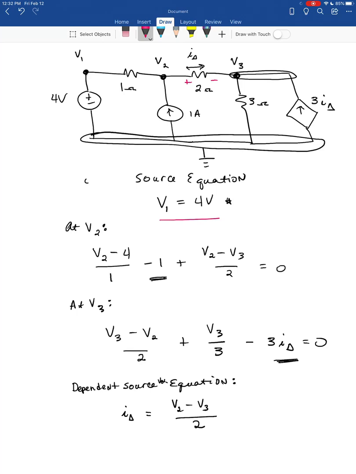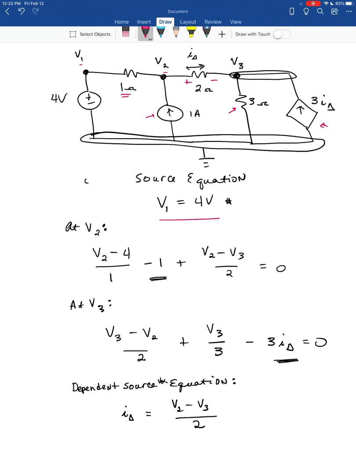So once you solve things, then you of course will know that you've got a voltage drop across this 1 ohm resistor. You'll know that because it'll be the difference between V1 and V2. You'll know that the voltage across the 1 amp source is going to be V2. The voltage across the 3 ohm resistor and across the 3 I delta dependent source is going to be V3. The current through the 2 ohm resistor is I delta.